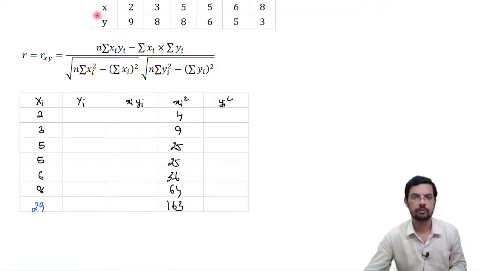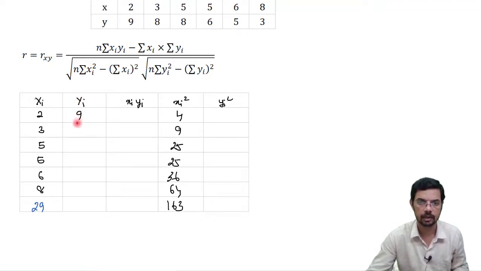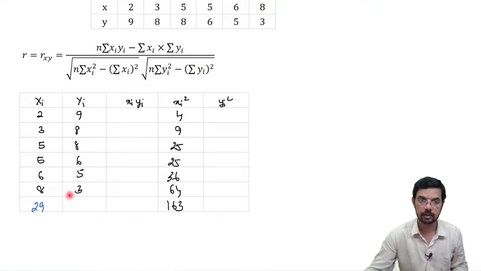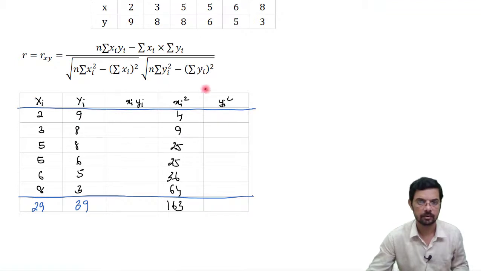Same way, we will put down the y's. Values of y are given as 9, 8, 8, 6, 5, 3. When we add all of them, we get 39. Let me draw this line here. This is the sum, and these are the titles.